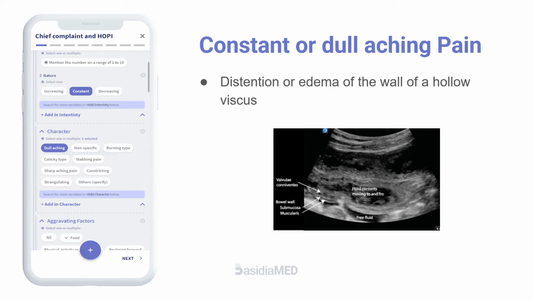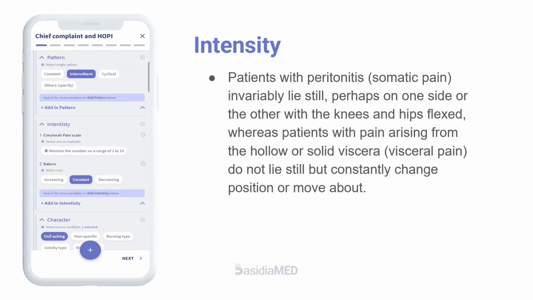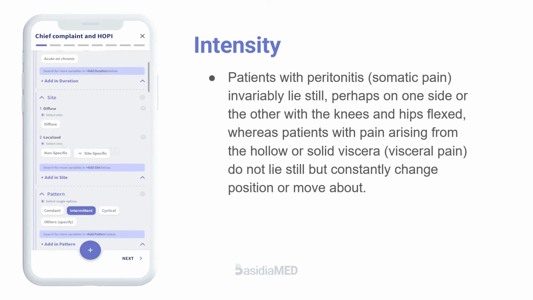Pain from stretch of the capsule of the liver and the spleen may also be perceived as dull or aching pain. Each individual perceives pain intensity differently. The intensity of pain in an individual patient can often be assessed by the way in which the patient physically responds to it. Patients with peritonitis, somatic pain, invariably lie still, perhaps on one side or the other with the knees and hips flexed, whereas patients with pain arising from the hollow or solid viscera, visceral pain, do not lie still but constantly change position or move about.